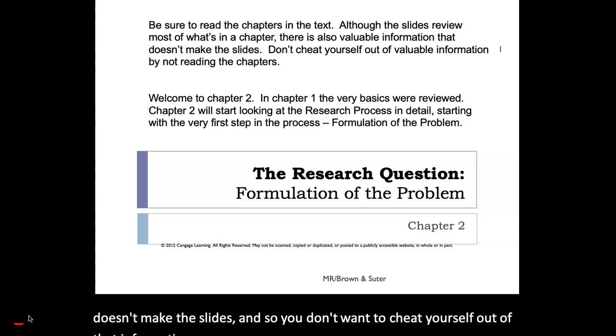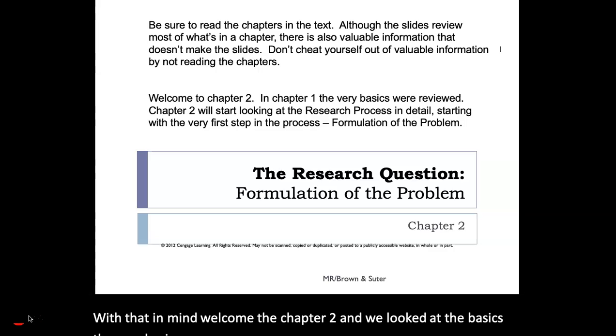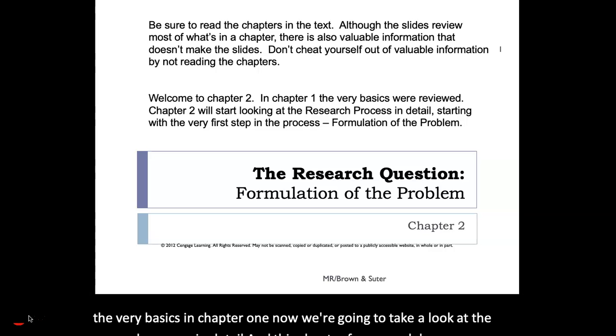With that in mind, welcome to Chapter 2. We looked at the very basics in Chapter 1. Now we're going to take a look at the research process in detail. And this chapter focuses solely on the very first step of the process, which is formulation of the problem.